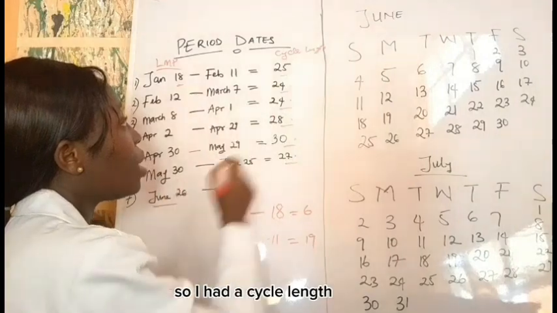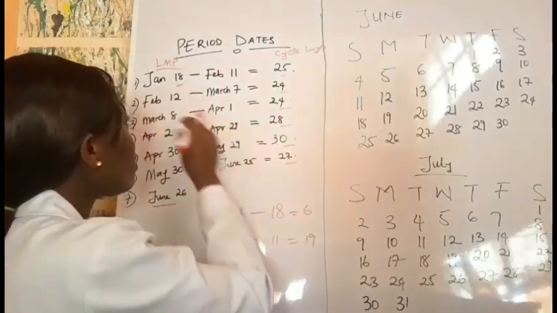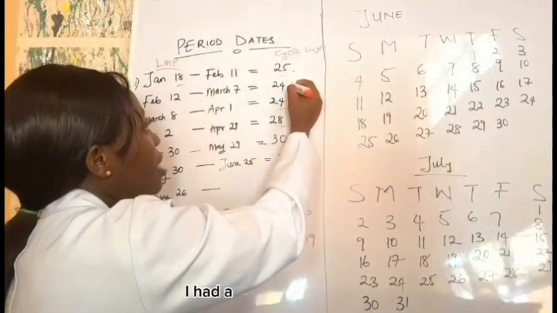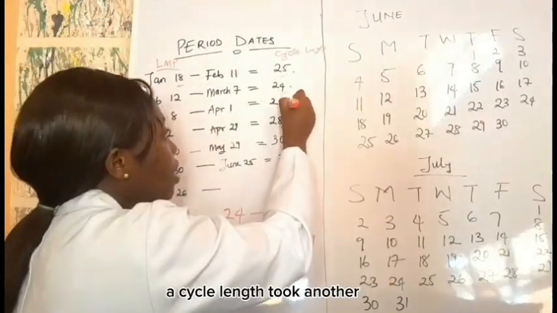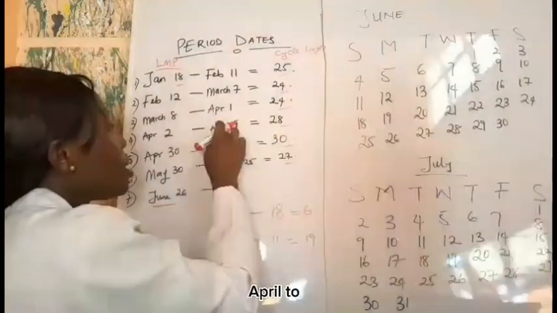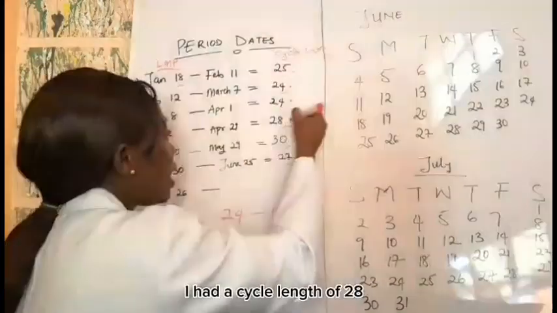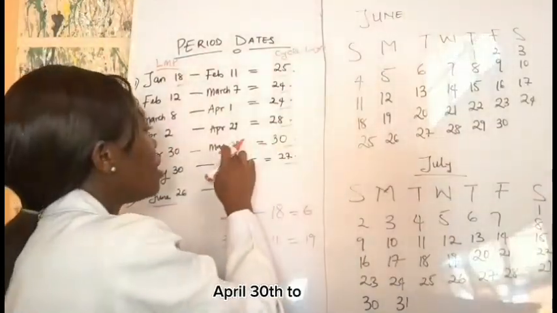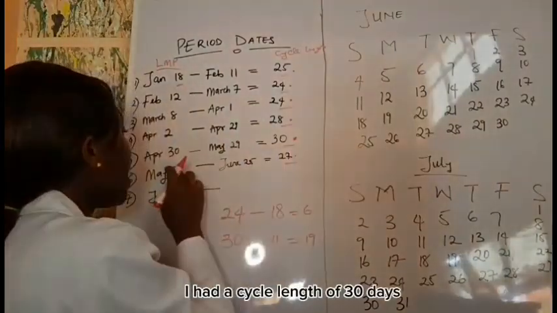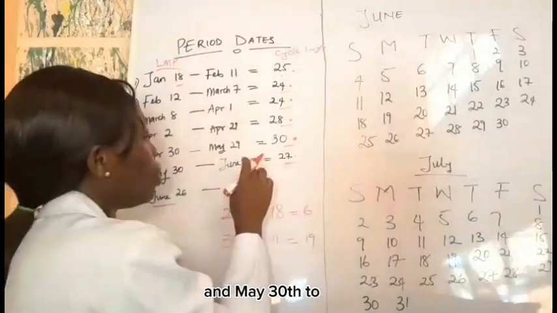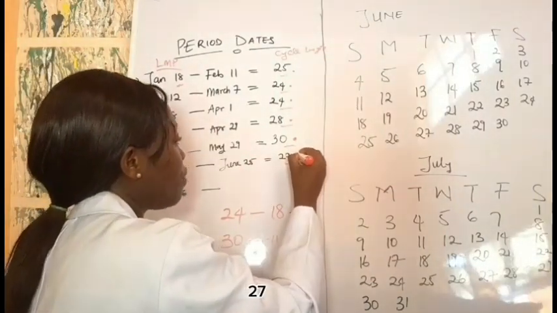So I had a cycle length of 25 days. From February to March, I had a cycle length of 24 days. From March to April, another 24 days. April to April, I had a cycle length of 28 days. April 30th to May 29th, I had a cycle length of 30 days. And May 30th to June 25, 27 days.